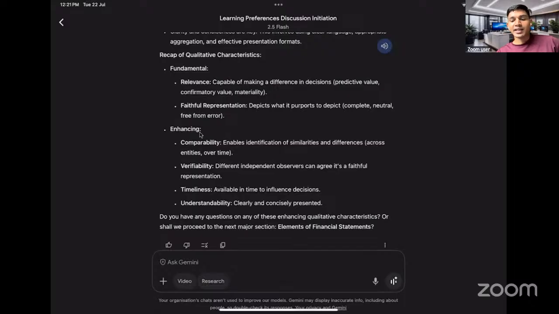Comparability enables identification of similarities and differences. Verifiability means different independent observers can agree it is a faithful representation. Timeliness means available in time to influence decisions. Understandability means clearly and concisely presented.